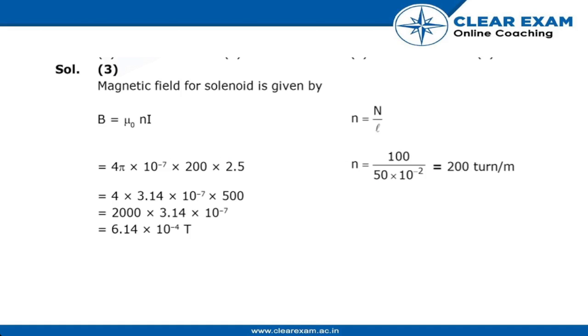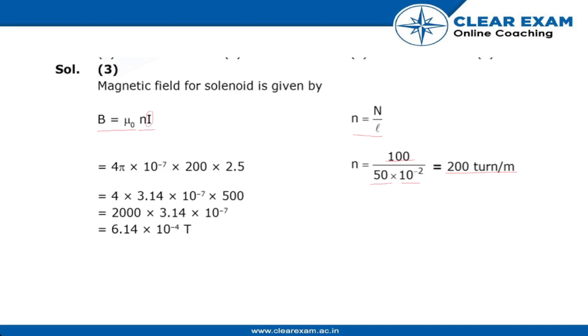So the magnetic field for a solenoid is given by B, or magnetic field, is equal to mu naught n i. Small n is the number of turns per length, and it is given as the total number of turns over the length of the solenoid. So n is equal to 100 turns over 50 cm length, 50 into 10 to the power minus 2 meters. So we get 200 turns per meter. And I is our current in amperes.